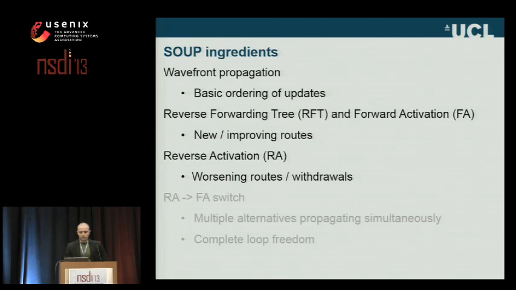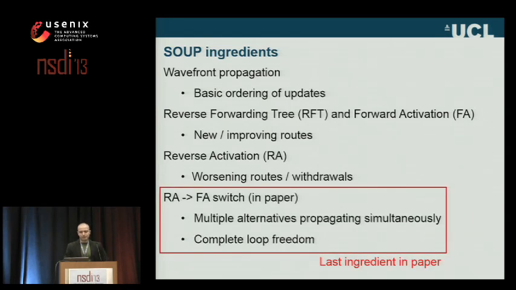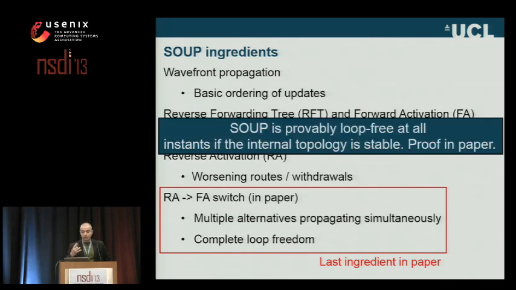However, is this all? Well, there is one more mechanism, and you can read about it in the paper. It allows for switching from reverse activation to regular activation, or propagation down the RFT. Now, what is important is that with this last mechanism, SOUP becomes provably loop-free at all instances if the underlying network topology is stable. There is proof in the paper, if you're interested.